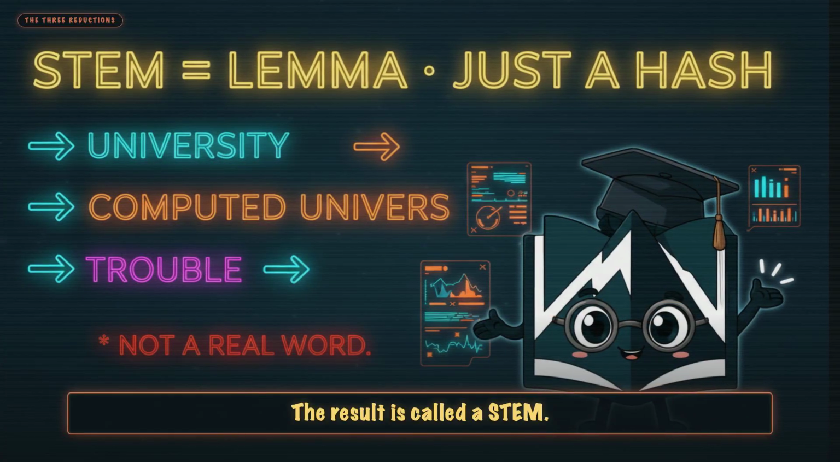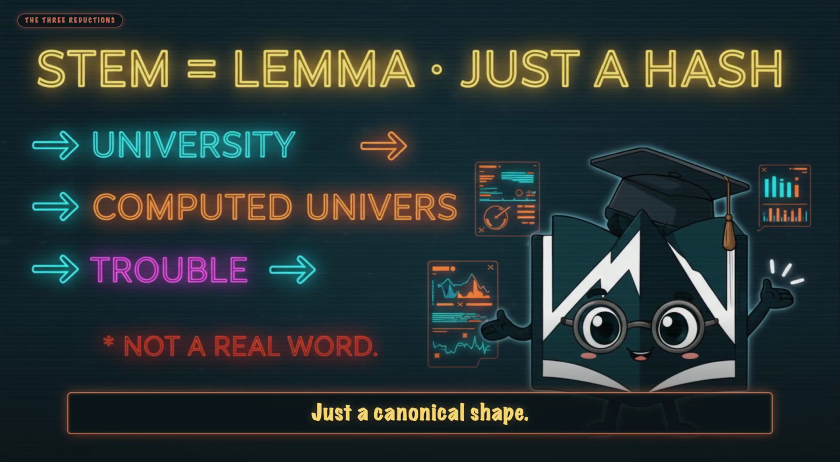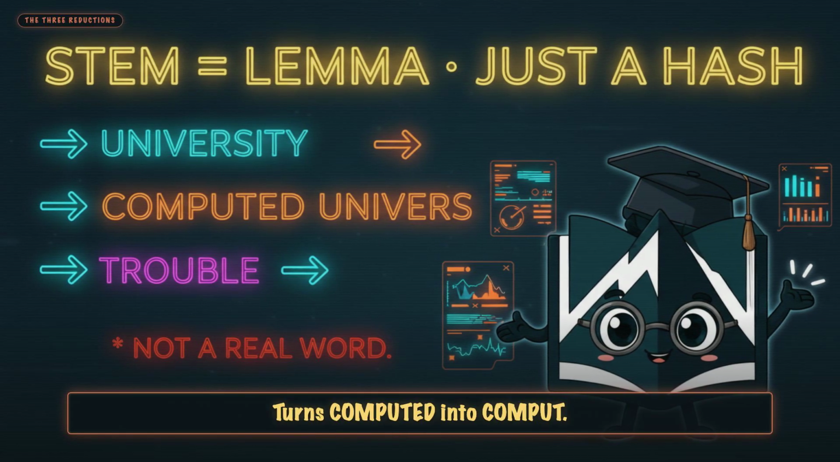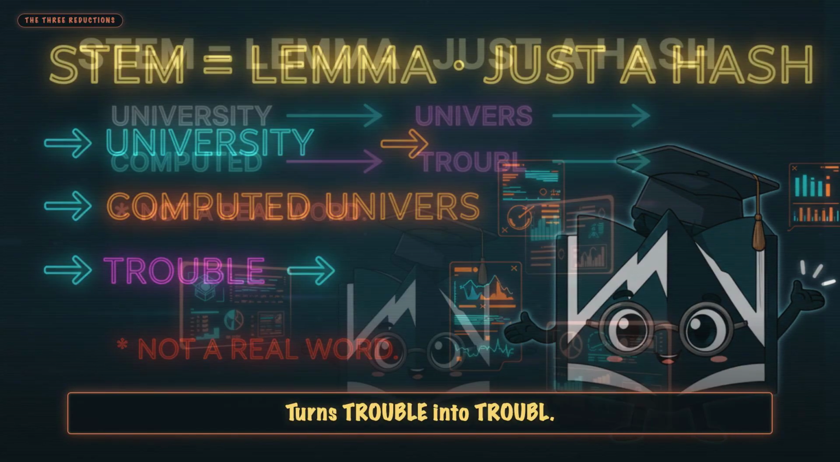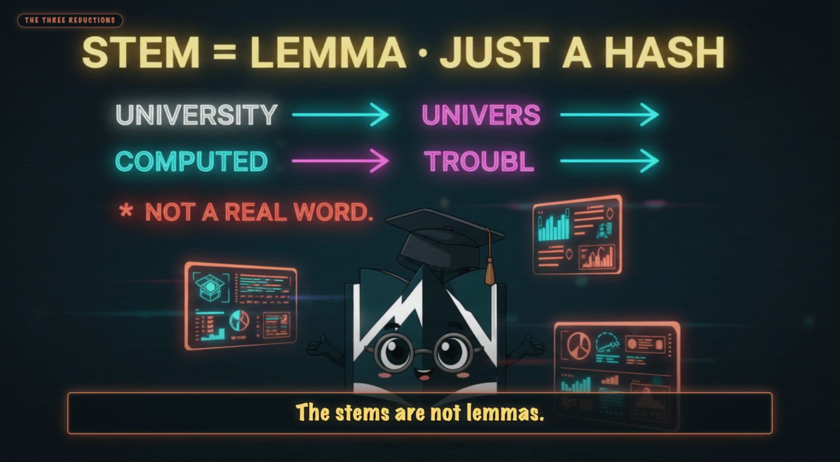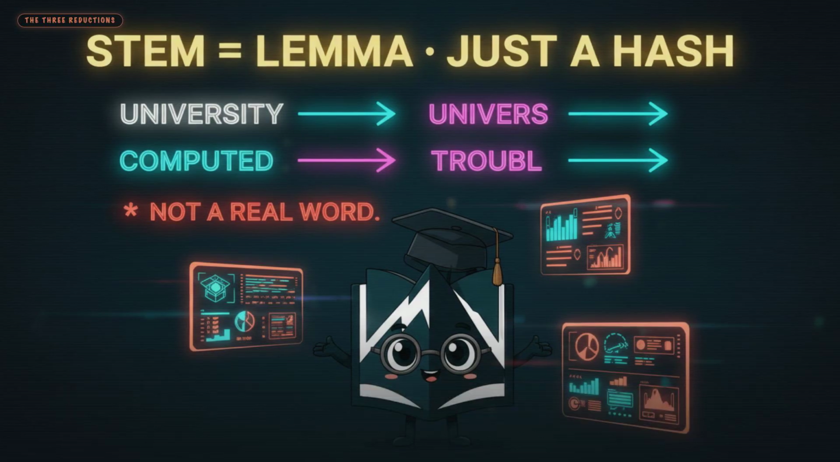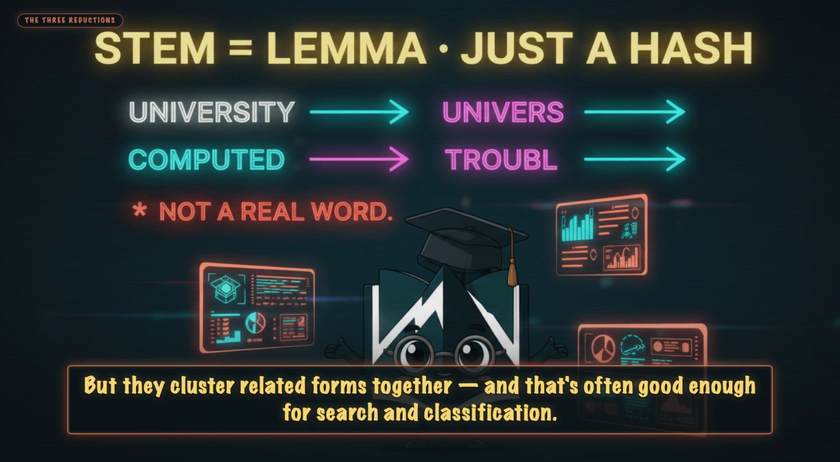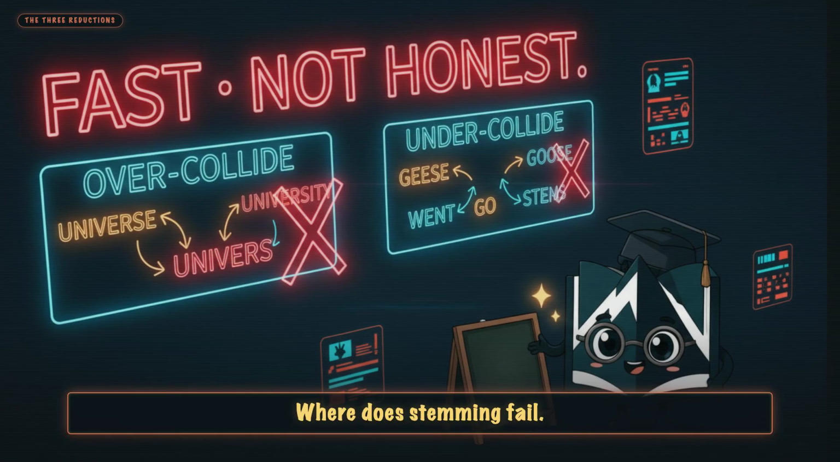The result is called a stem. Not a real word, just a canonical shape. Porter's stemmer turns university into univers, turns computed into comput, turns trouble into troubl. The stems are not lemmas, they are string hashes, but they cluster related forms together, and that's often good enough for search and classification. Where does stemming fail?